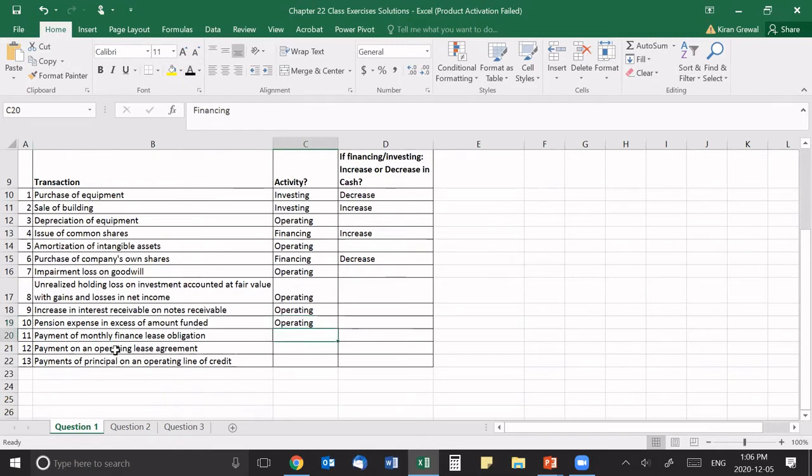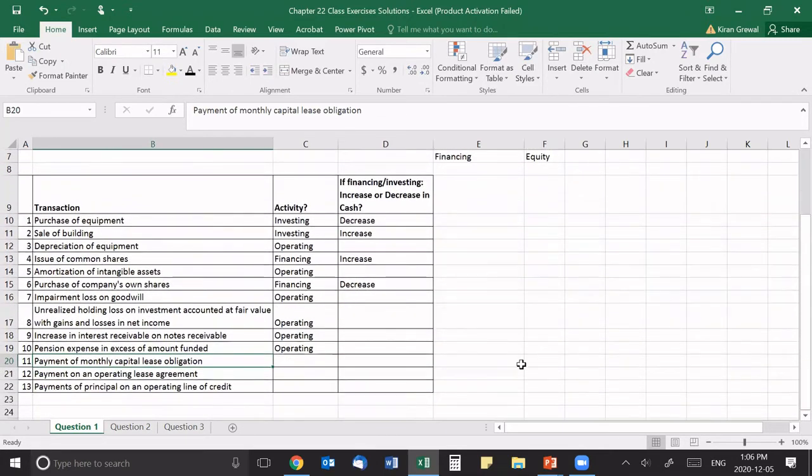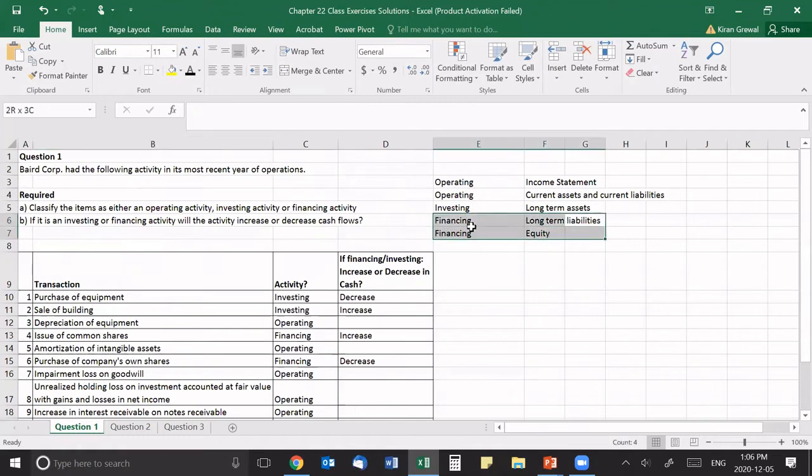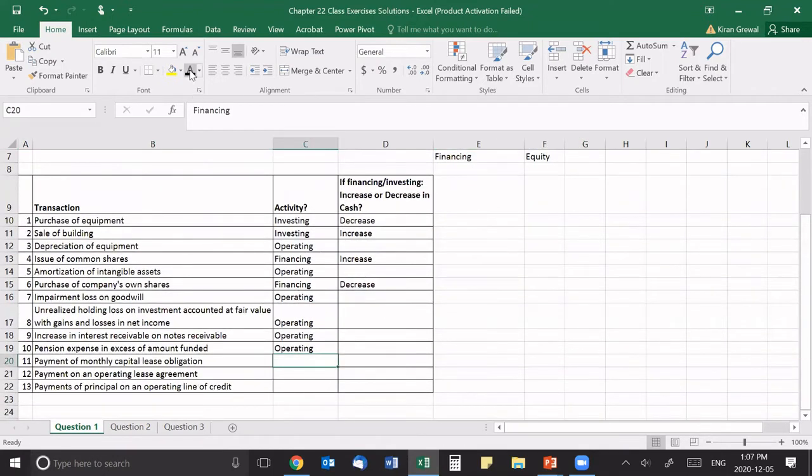Payment of monthly finance lease obligation. Okay, so sorry, this should say capital lease. So, payment of monthly capital lease obligation. So if you remember from chapter 20, when there's a payment on a capital lease, where does that payment go? Okay, so try to remember the journal entry. Whenever there's a payment, we're going to debit our lease obligation, credit our cash. The lease obligation is probably a long-term liability because it's longer than 1 year of a lease term. So it would go into financing. And if you're paying something, that means your cash is going to go down, so decrease.